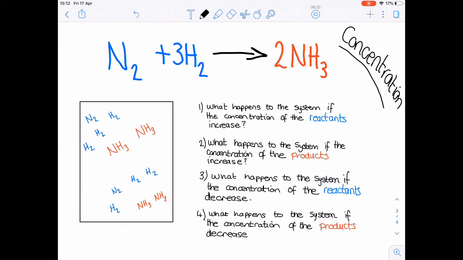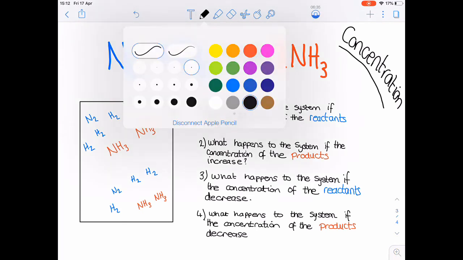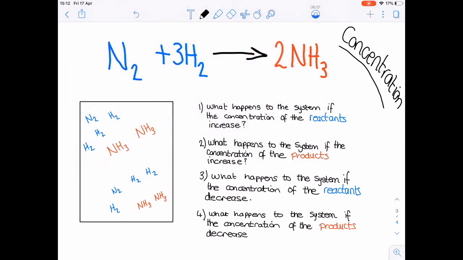But as soon as the concentration is changed, that can cause impacts for the equilibrium. So in my diagram here I've just drawn out some of the elements. I've drawn out the reactants and some products, and it could be going either way.